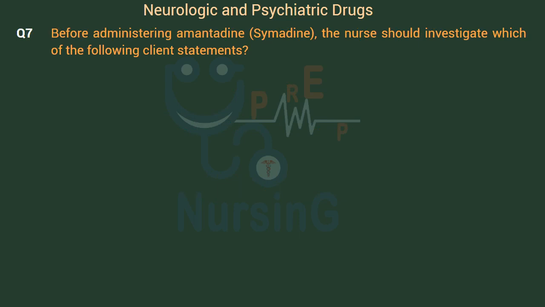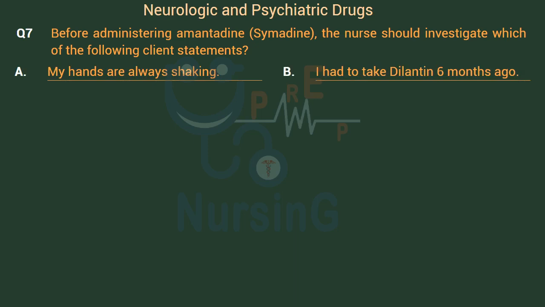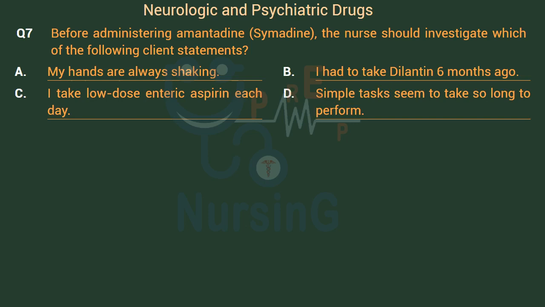Before administering amantadine, Symmetrel, the nurse should investigate which of the following client statements. Option A. My hands are always shaking. Option B. I had to take Dilantin 6 months ago. Option C. I take low-dose enteric aspirin each day. Option D. Simple tasks seem to take so long to perform. Right answer is Option B. I had to take Dilantin 6 months ago.